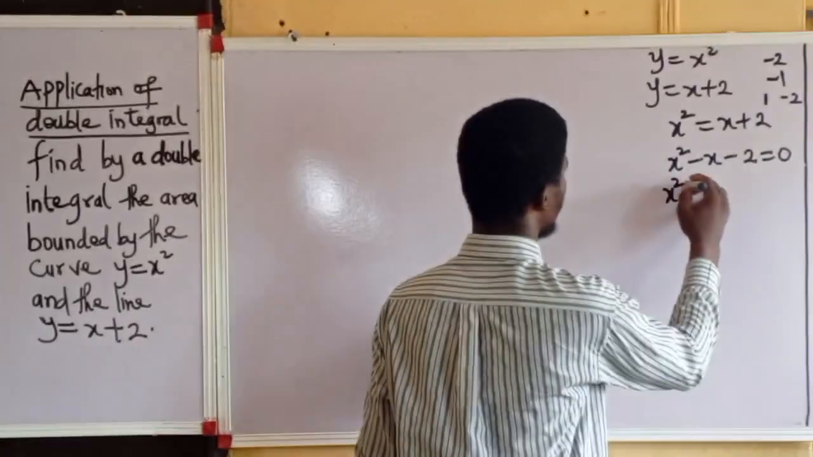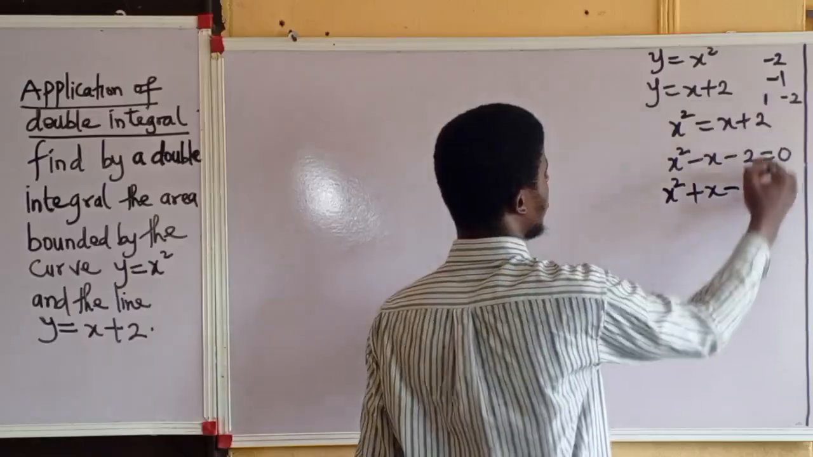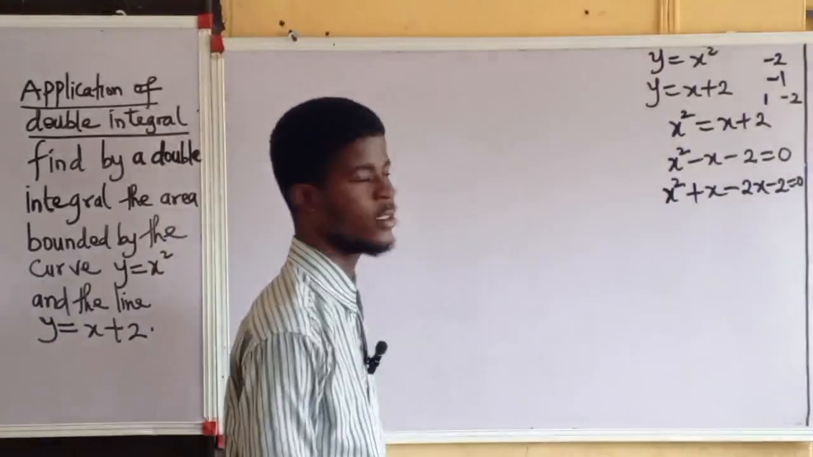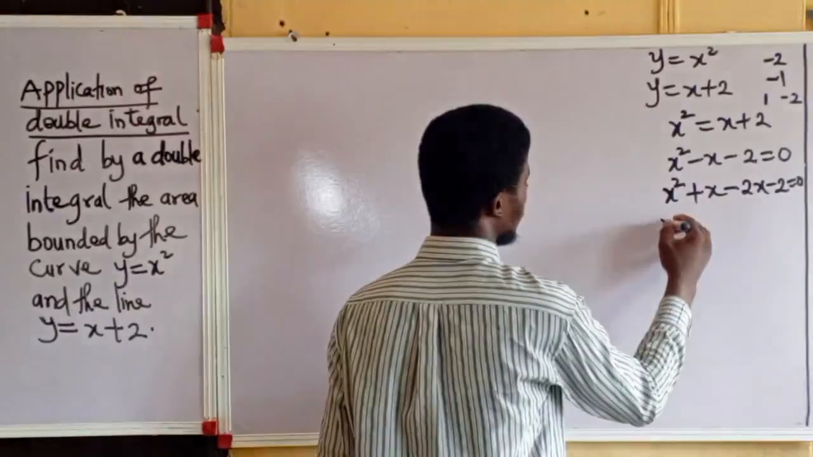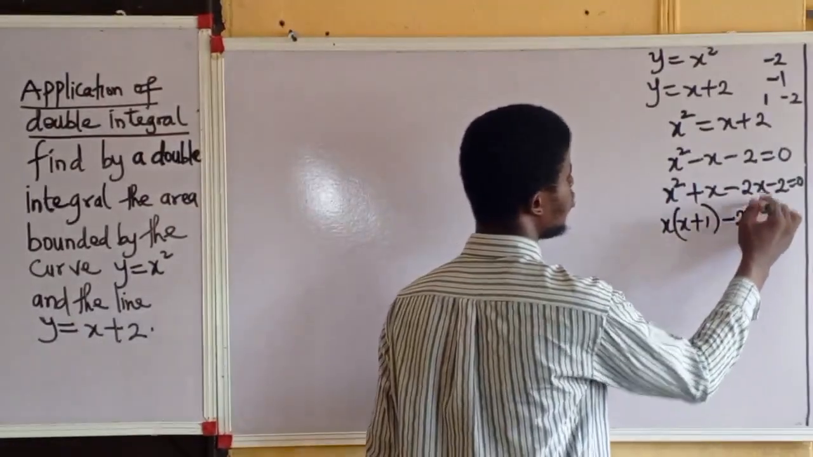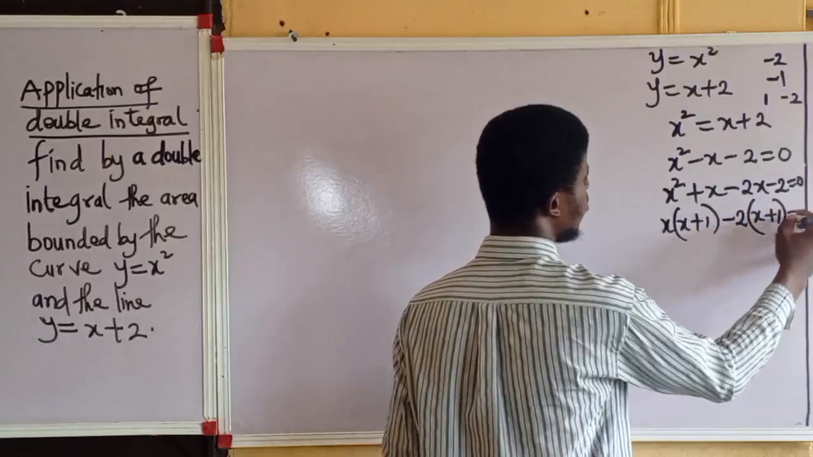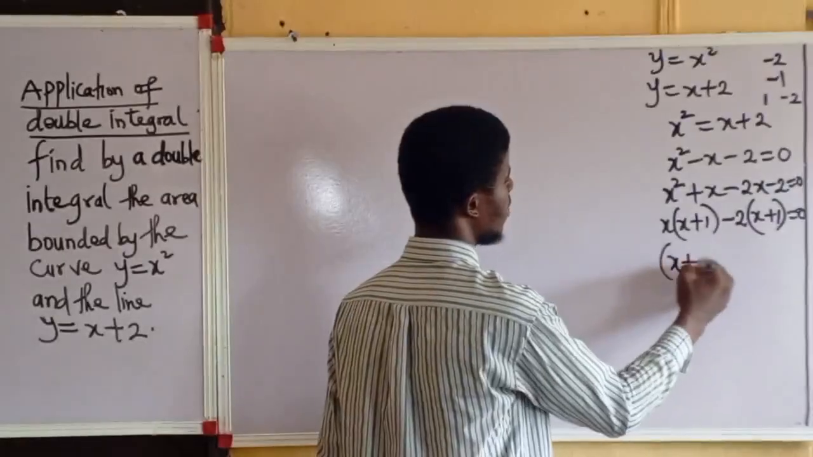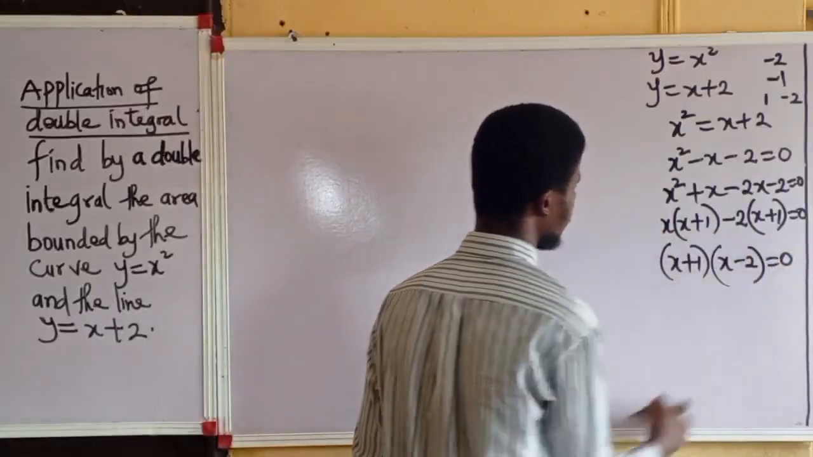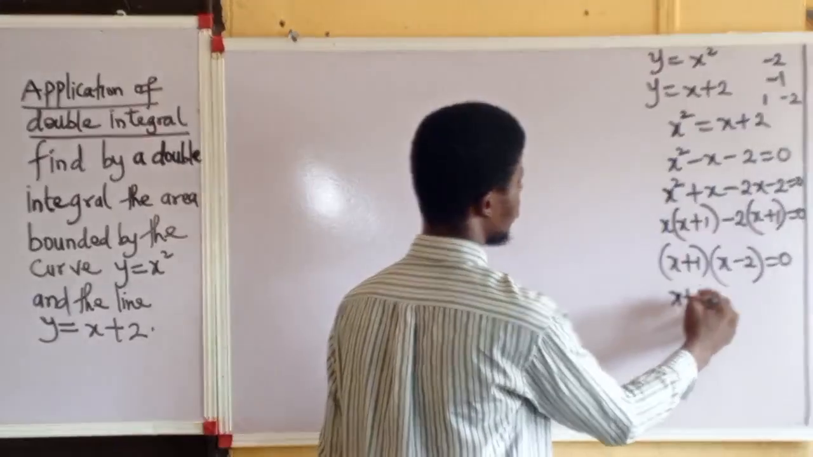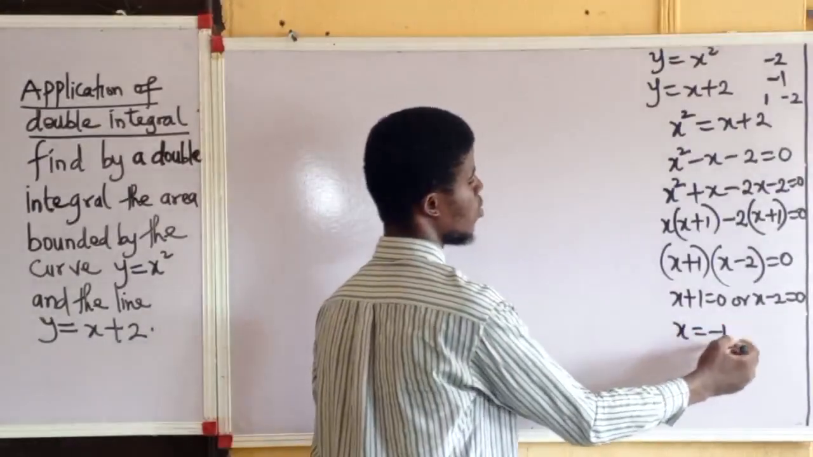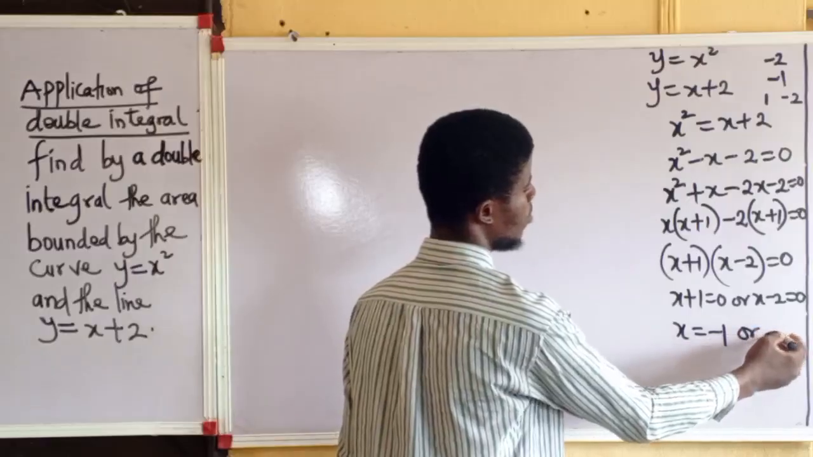So I'm going to write x squared plus 1x minus 2x minus 2 equal to 0. Factorizing the left hand side, I'll take the first two terms and bring out x, I'm having x plus 1. Take the last two terms, bring out minus 2, I'm having x plus 1 equal to 0. So in brackets, we have x plus 1 and x minus 2 equal to 0. From here, x plus 1 is equal to 0, or x minus 2 equal to 0, from which x is equal to minus 1, or x is equal to positive 2.